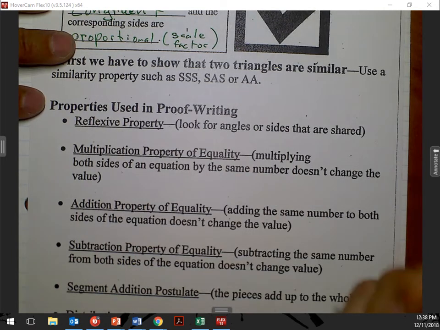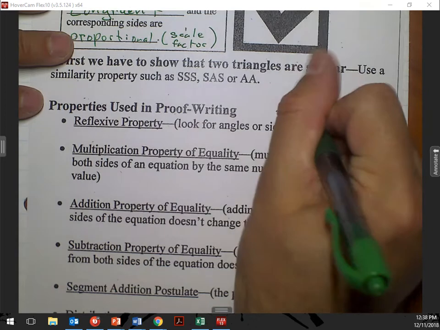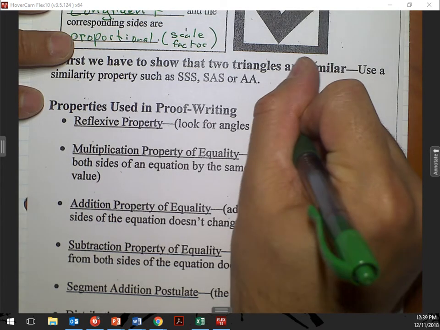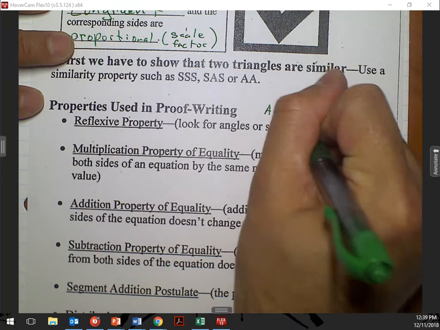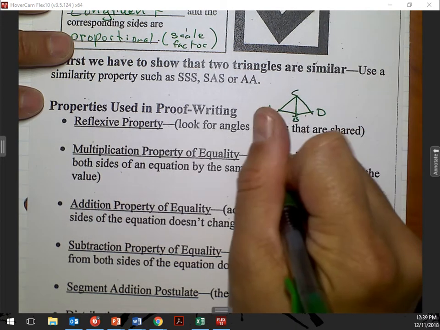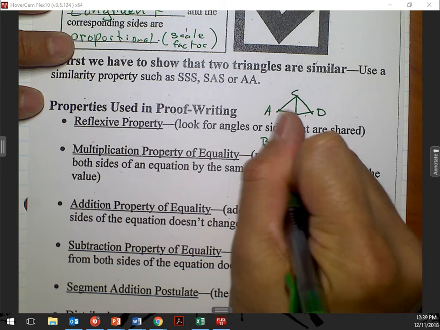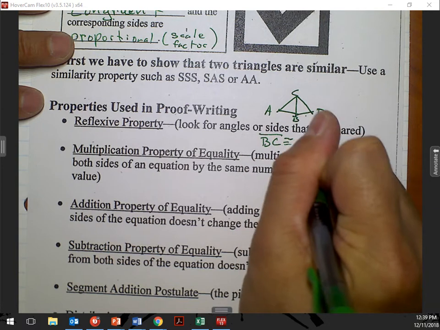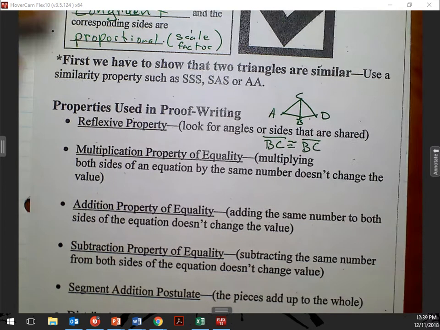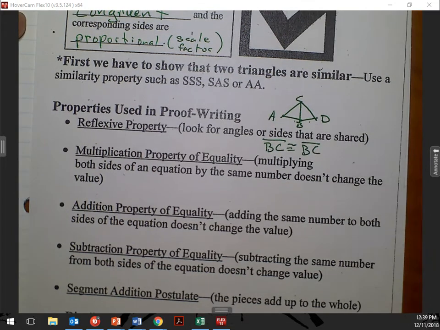So if it looks like this, I'll give you an example. So here's a triangle. So this is like A, B, C, D. So I would say that BC would be congruent to BC or CB, right? So same thing. So it's reflexive, so it means the same, they share the same side. Okay, also goes for if they share the same angle.